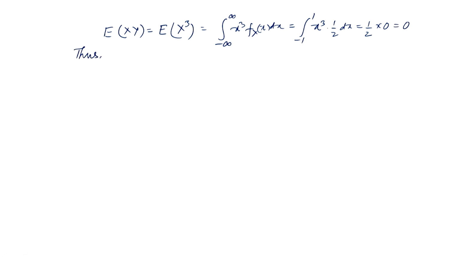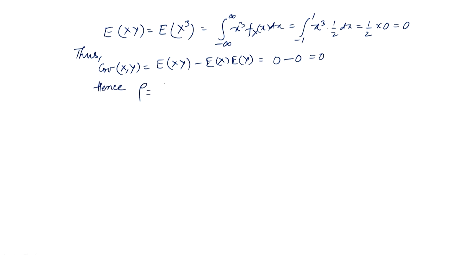Thus, covariance of XY is equal to E[XY] minus E[X] into E[Y]. E[XY] is 0. We have found E[X] equal to 0. So, this is 0 minus 0, so 0, and hence rho is equal to covariance of XY divided by sigma X sigma Y, which is equal to 0.